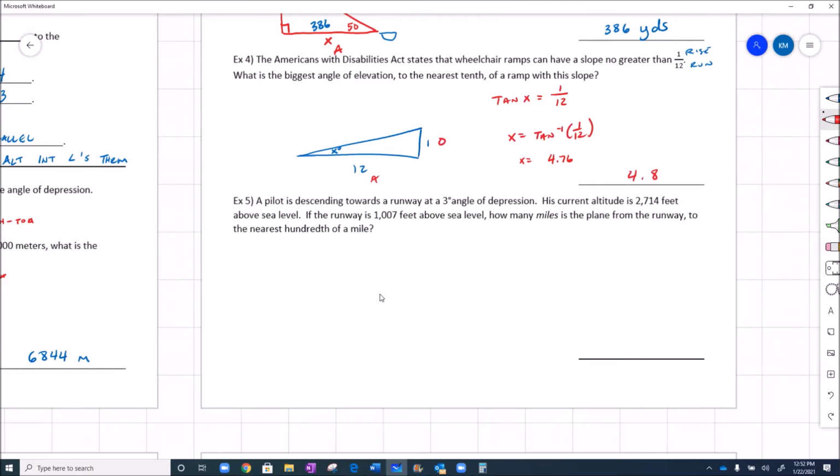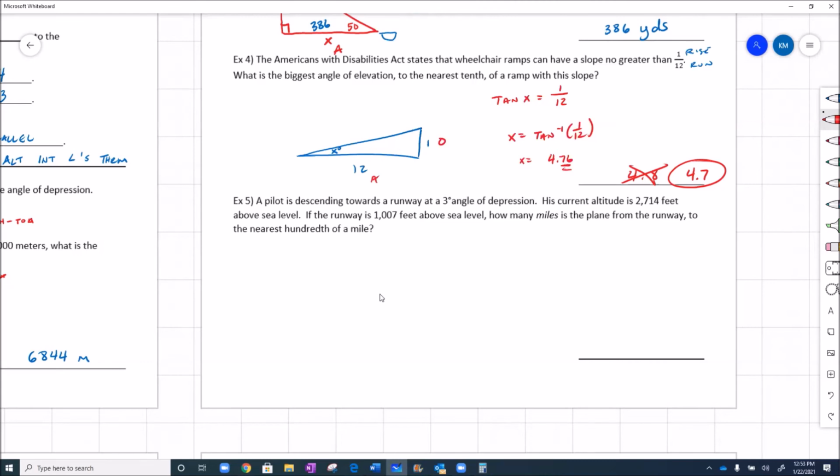But as we look at it, it says it can't be greater than 1/12. If we do 4.8, we round it up, and we're going to make that greater. So we actually have to say 4.7. This is one of those situations where you have to think through it, rather than just rounding five up to the sky, four down to the floor.